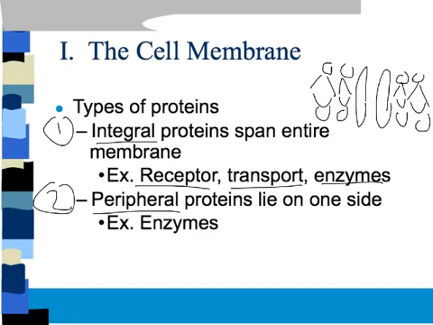Peripheral kind of means on the side. And these are some proteins that are only found on one side of the membrane. And these are always enzymatic. They're always enzymes. Or usually, I should say. And if I added this to my picture, it might be something like this. A protein that's only sitting on one side of the membrane.